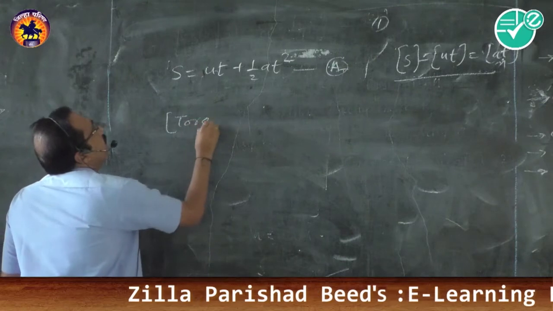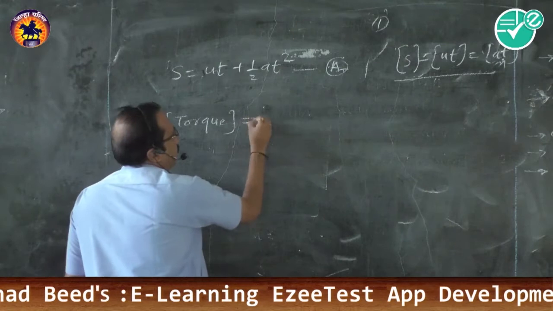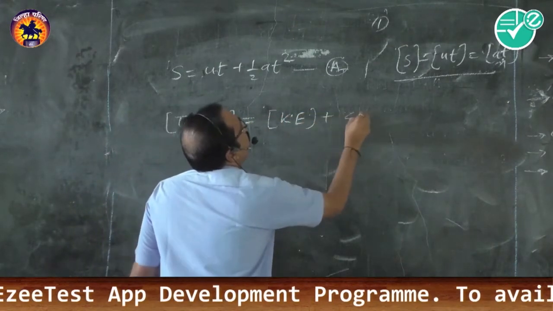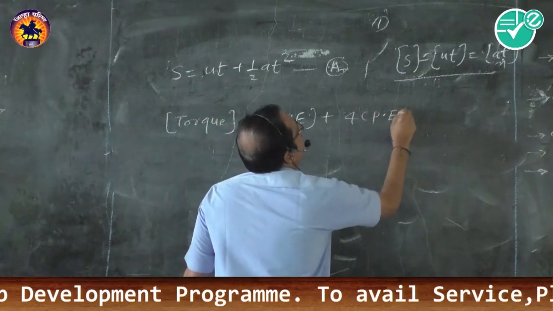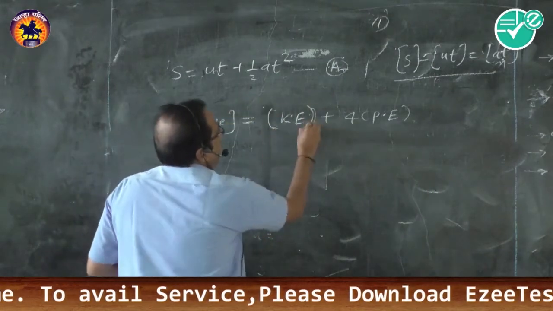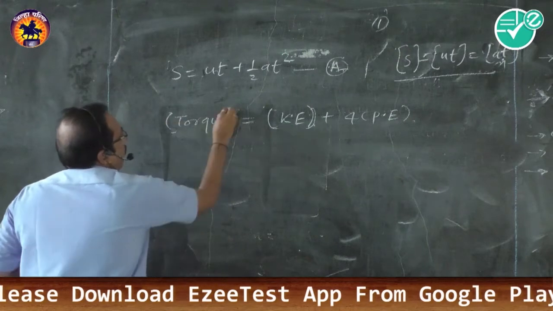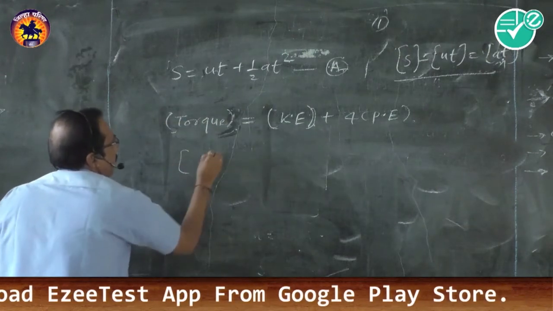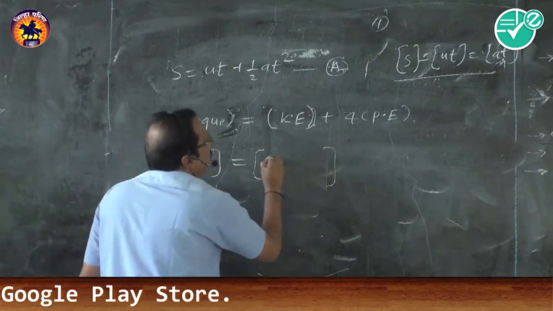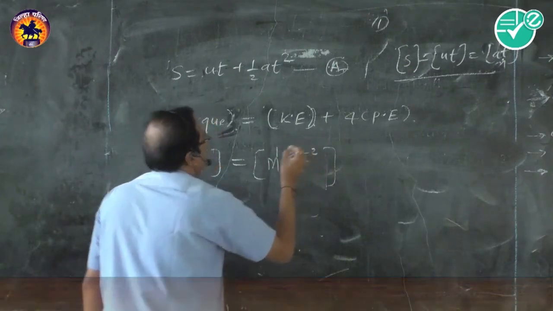Torque is equal to, let us take an example so we can prove it. Torque is equal to, let us suppose, kinetic energy plus 4 into potential energy. Let us check the validity or correctness of this equation by the homogeneity principle. We know that the dimensions of torque are, as we discussed yesterday, M1 L2 T minus 2.